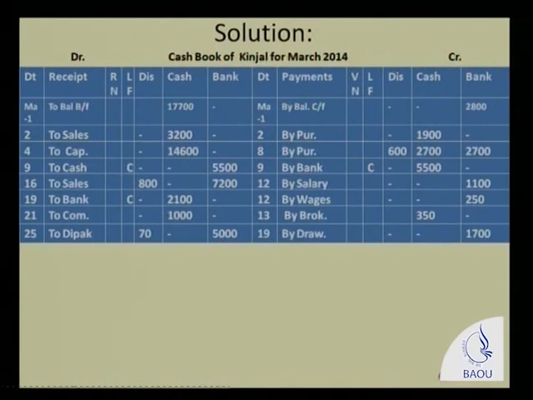Now moving to the next transaction dated 21. Cash of rupees 1,000 received towards commission. This is actually your income. Now see, on the receipt side, commission received, dated 21.